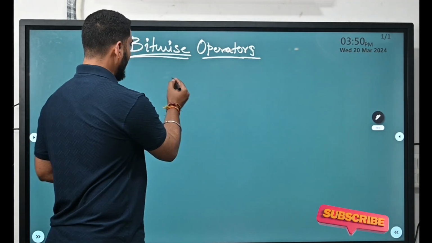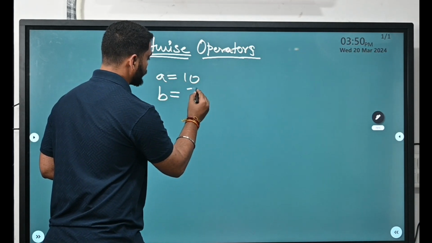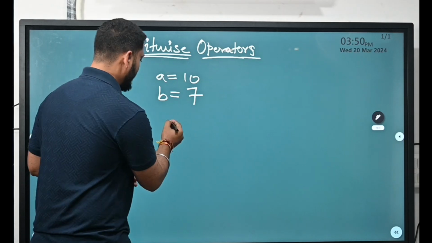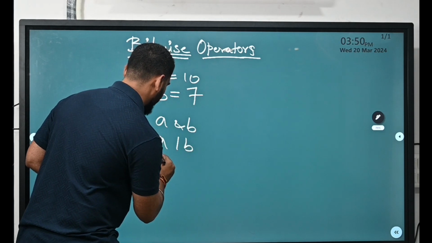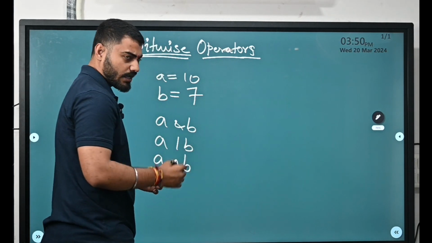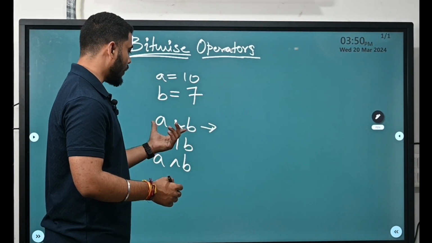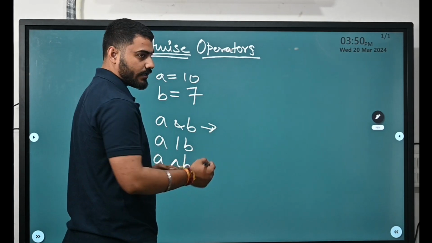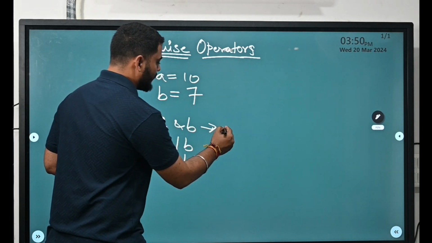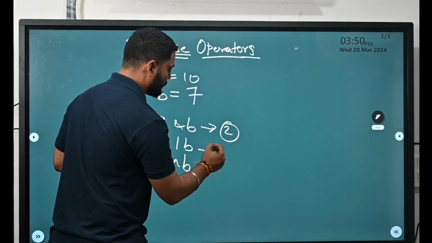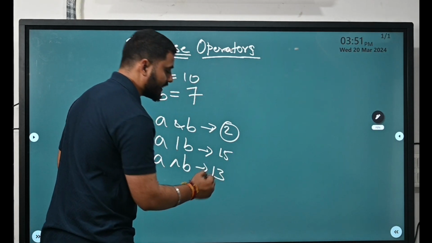Let's suppose we have two variables, A equals 10 and B equals 7. Let's suppose we have A and B, A or B, and A XOR B. If you try to execute these operations, for A and B it will return 2, for A or B it will return 15, and for A XOR B it will return 13.